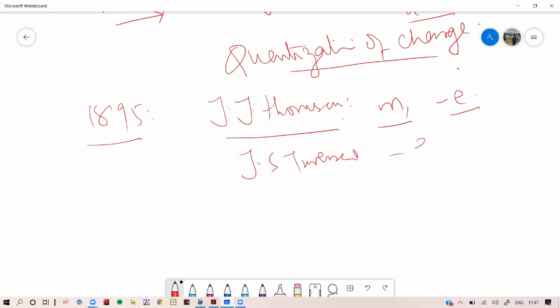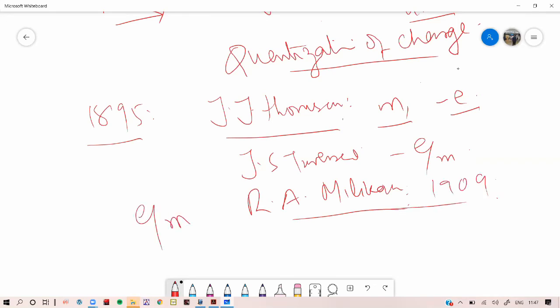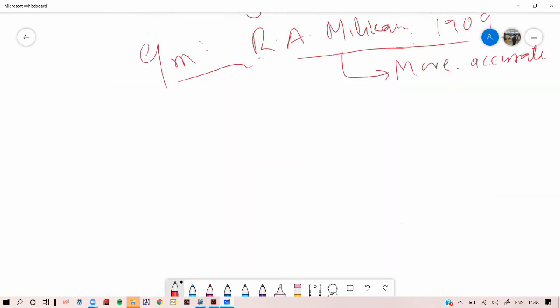and later on they calculated e by m, the specific charge, experimentally. But the more accurate value of the specific charge e by m was found by R.A. Millikan in 1909. This was the more accurate value as compared to the already done. There was Thomson's method of e by m, and then Millikan's oil drop experiment that was also done in this time.